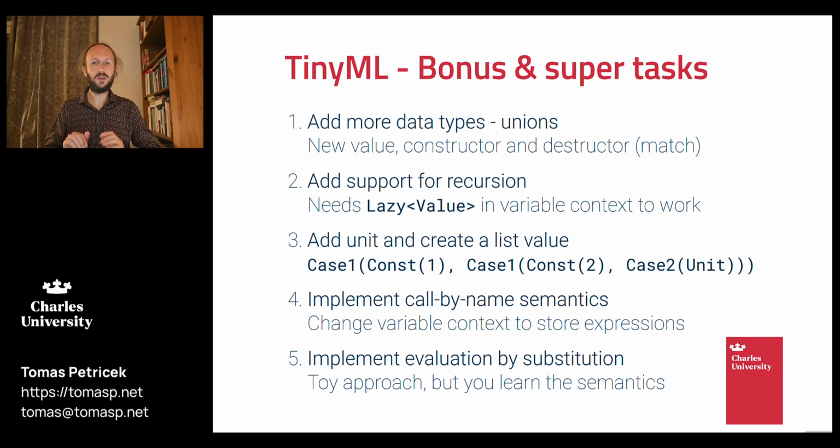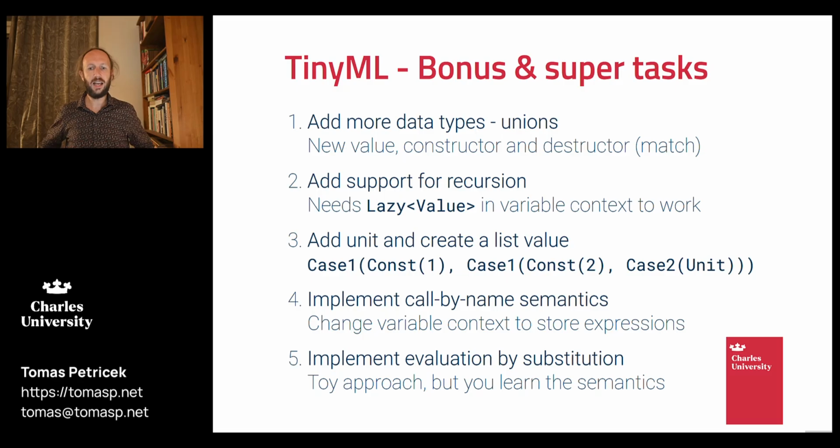And the extra additional things that you can explore if you want to have more fun with TinyML is implement the call by name semantics. So rather than evaluating arguments to values before passing them on to functions, we can change the definition of the variable context so that it doesn't store just values, but actually stores expressions. And this is going to change the semantics of TinyML from this ML-like eager evaluation to the Haskell-like lazy evaluation.